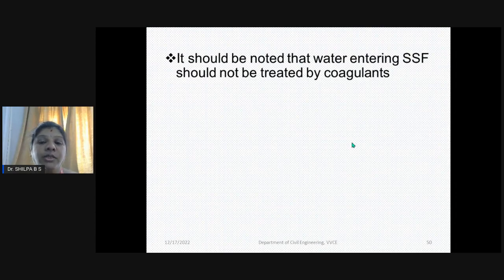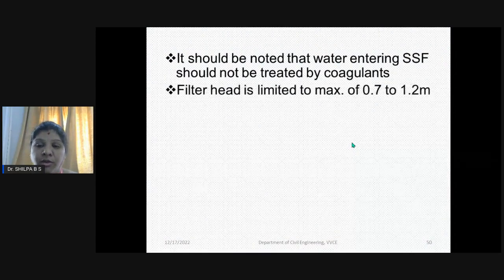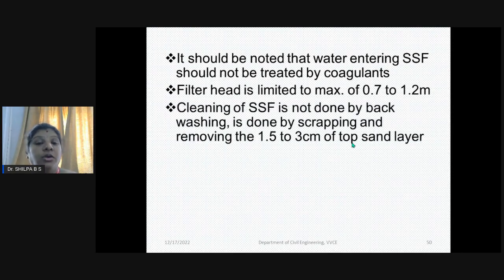It should be noted that the water entering the slow sand filter should not be treated by the coagulant, and the filter head is limited to a maximum of about 0.7 to 1.2. So cleaning of the slow sand filter is not done by backwashing. That is one of the important differences. We have to keep that in mind.